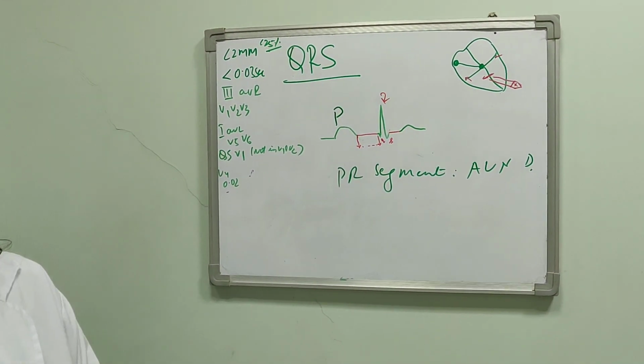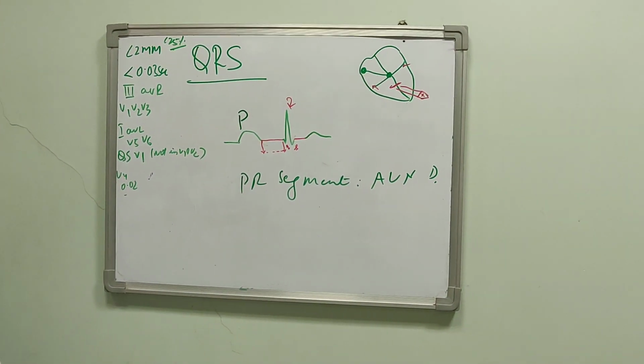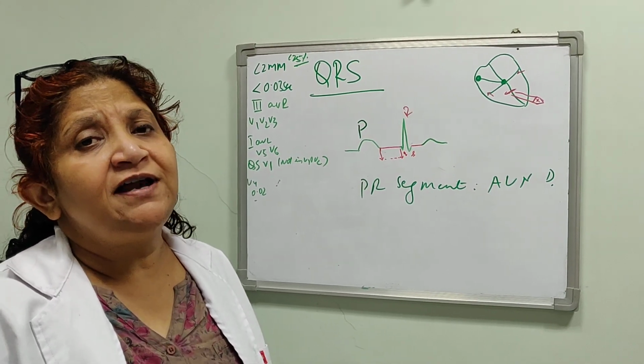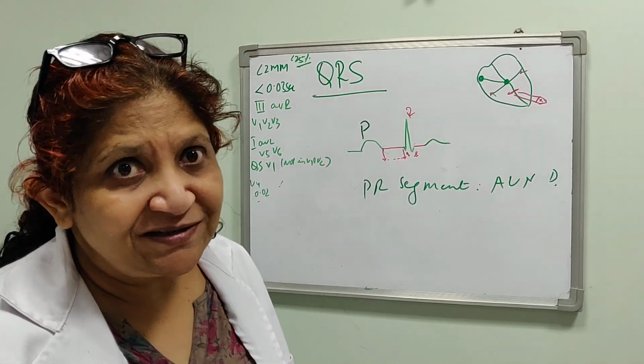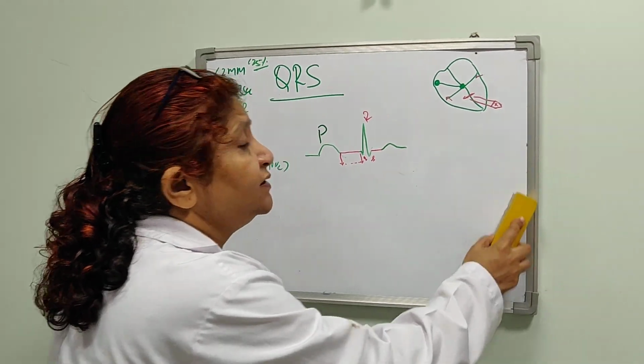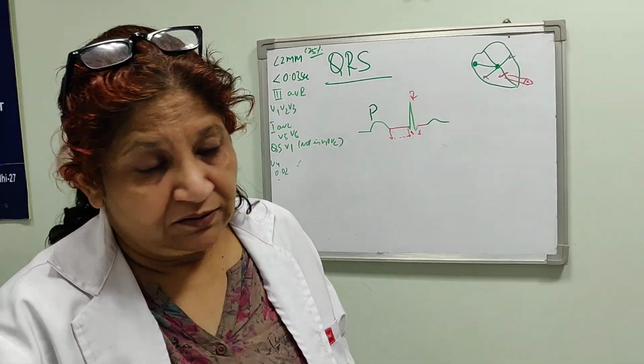Alright. Why don't we call it the PQ segment? Because the Q wave is not necessarily present in all the leads all the time. So that's why by convention it is called the PR segment.